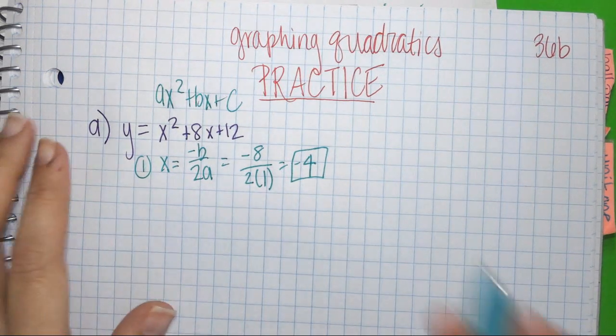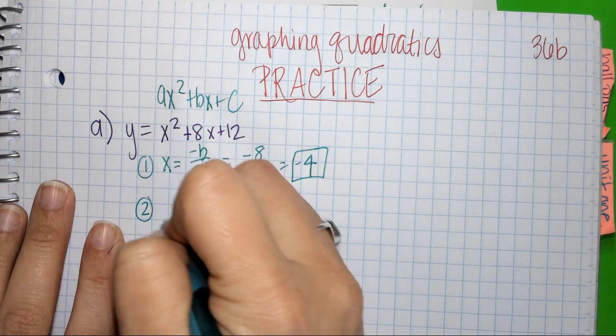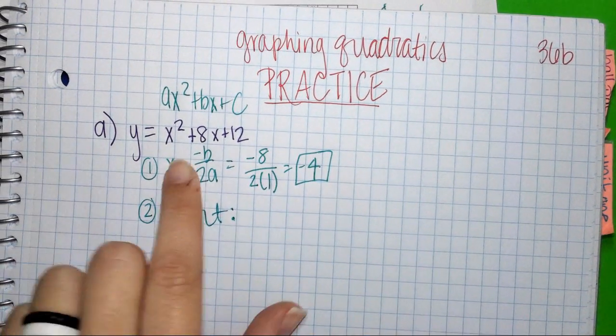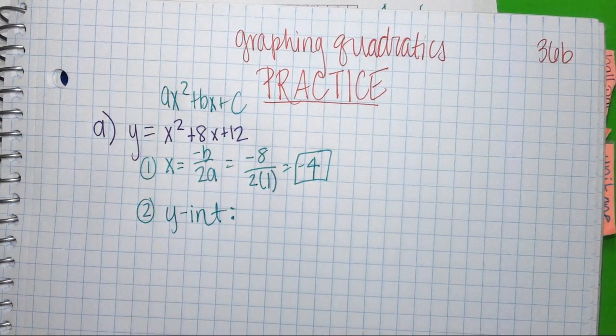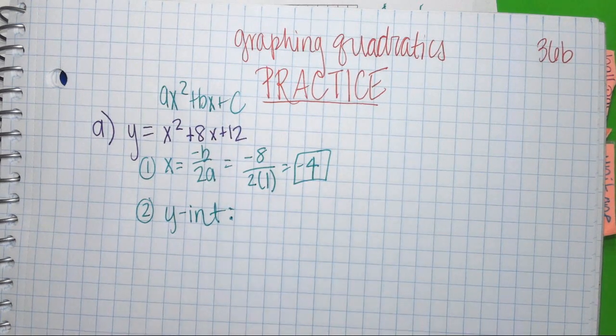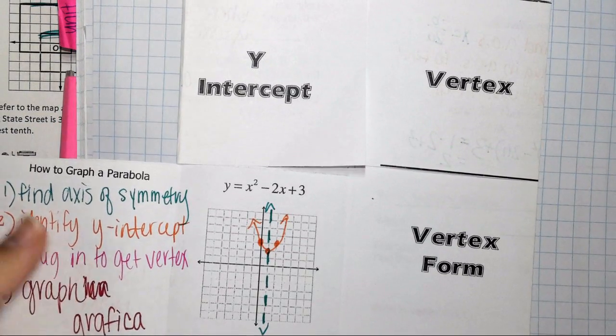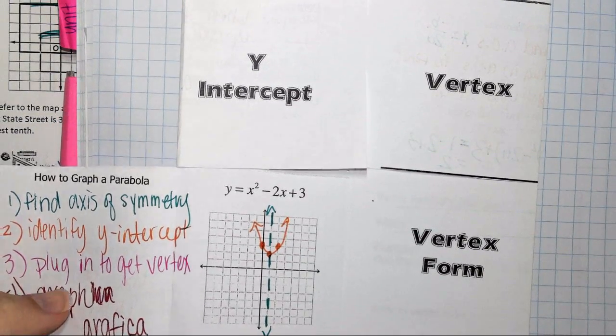All right, step 2 was to identify what? Axis of symmetry. That's what we just did. That was step 1. What was step 2? Y-intercept. And guys, if you get confused on what it told us to do, go back to the graphing tab at the bottom where we listed out our steps on what to do. So keep this flap open.